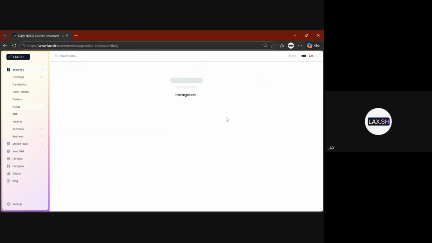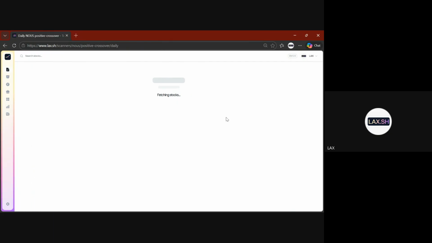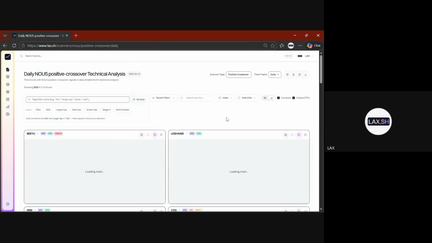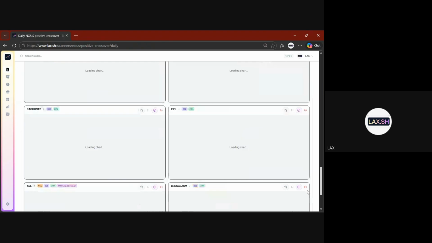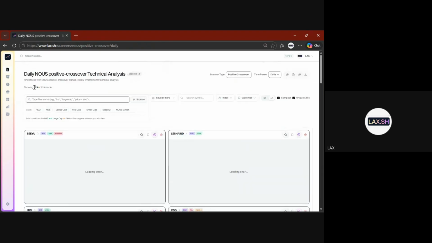Although I could have done it there also, that will work only on accumulated stocks, right? Because there is already a filter. So I'm going with the one which has no such filter. So this is only daily crossover. The stocks that had daily crossover, okay? How many stocks are there? 273. When I say stock, I don't just mean a stock, it has ETFs and everything.